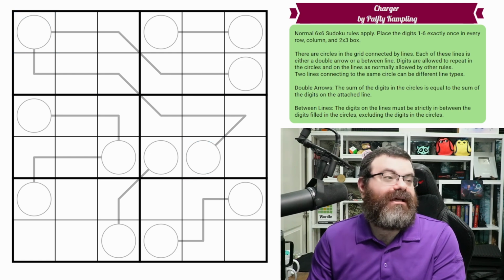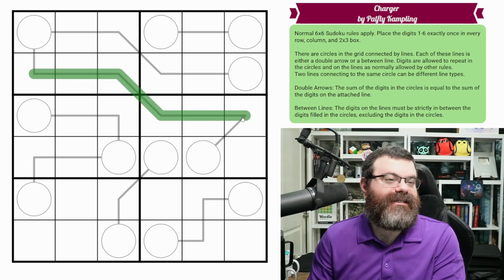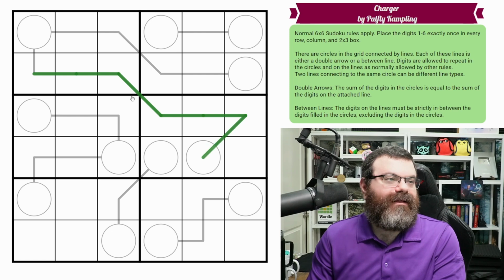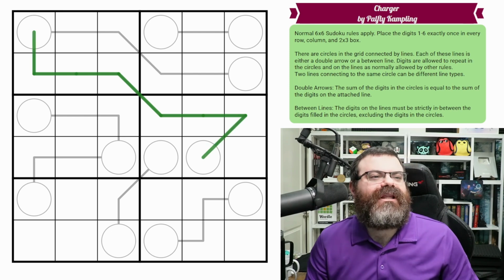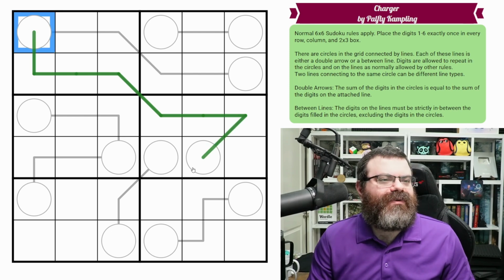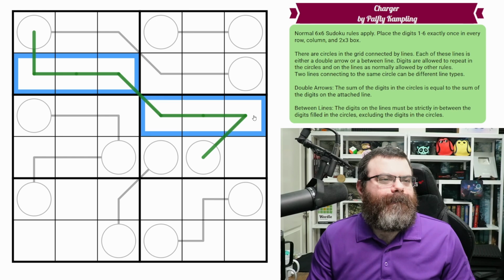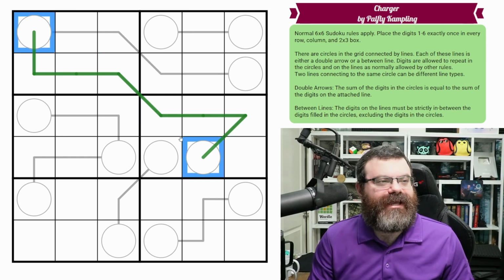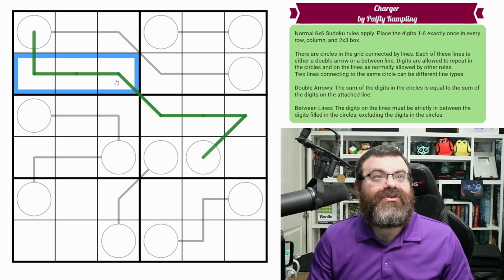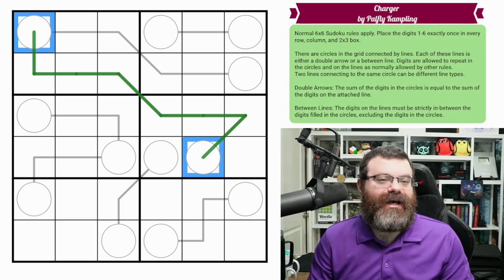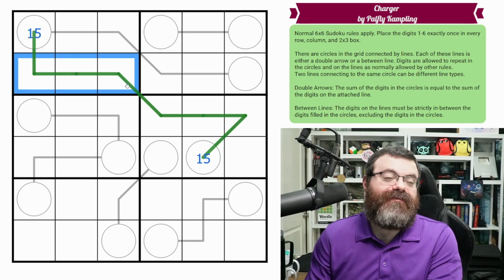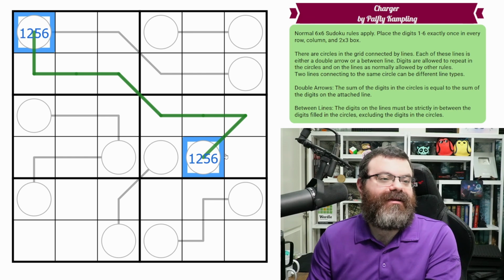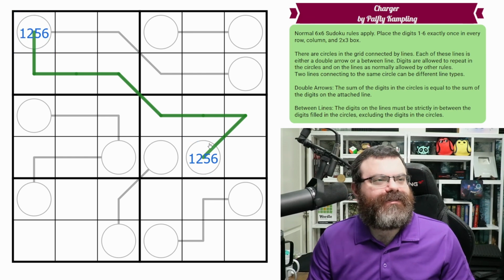So I'm going to use green to represent that this is definitely a between line. And so we have at least 3 unique digits that are inside of this range. So for example, if it was 2, 3, 4, this could be a 1, 5 pair. And if it was like 3, 4, 5, this could be a 2, 6 pair. So we're from 1, 2, 5, 6.